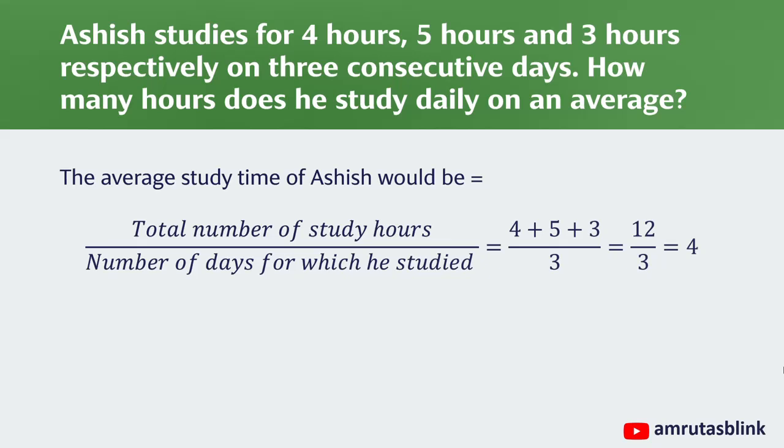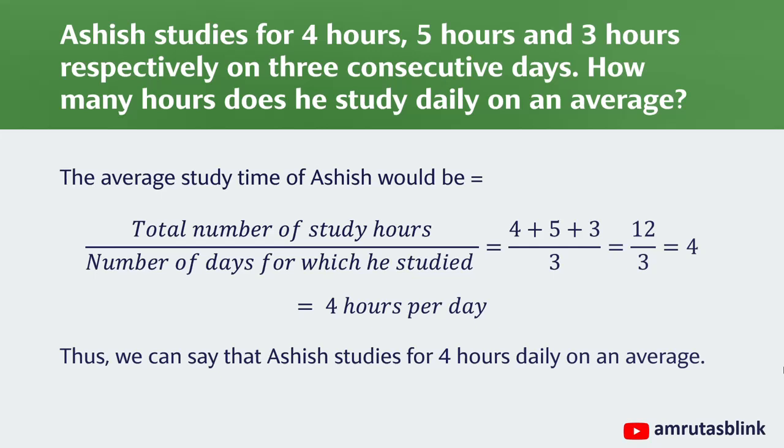So in order to calculate the average, we need to find out the total number of hours he studied divided by the number of days for which he studied, that is 4 plus 5 plus 3 in the numerator divided by 3 in the denominator. Now 4 plus 5 plus 3 is equal to 12. 12 divided by 3 is equal to 4. So we can say on an average he studied for 4 hours daily. Thus we can say Ashish studies for 4 hours daily on an average.